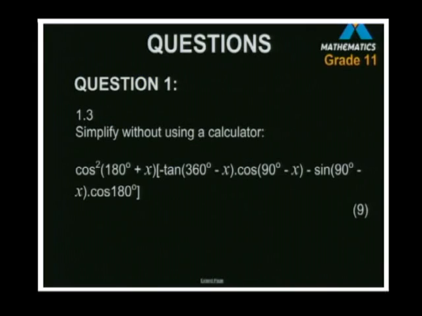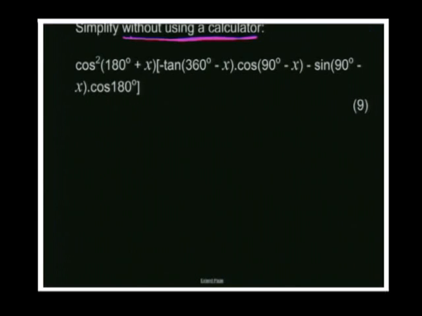1.3. Simplify without using a calculator. Cos squared 180 plus x, so I already see reduction formula here, minus tan 360 minus x, 90 minus x, I see a cofunction, 90 minus x, another cofunction, and a special angle 180. So let's start simplifying.